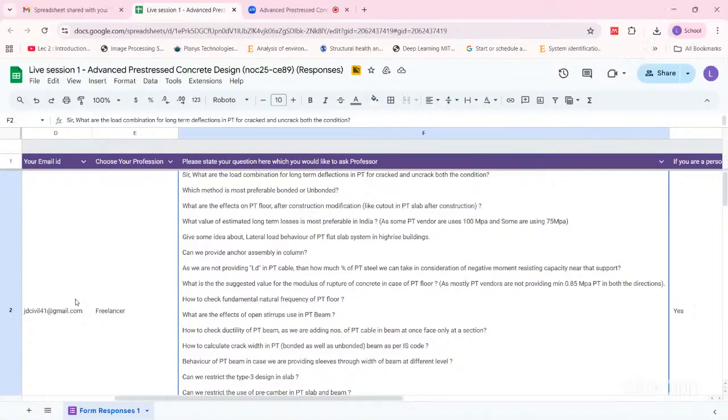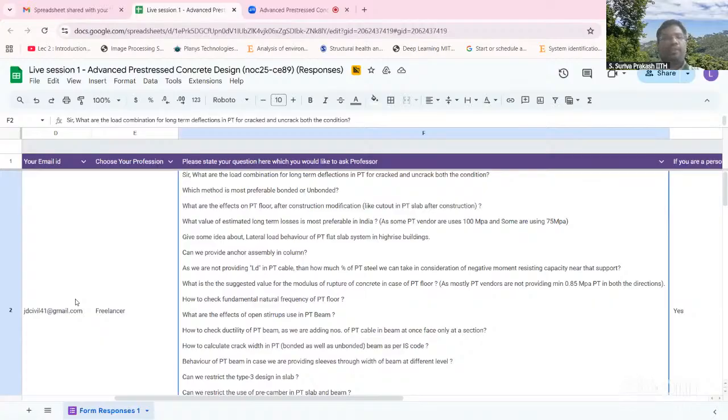Okay. So the next question is which method is more preferable, bonded or unbonded? I think it's a very good question. In India, we use the bonded system, right? So both have advantages and disadvantages.